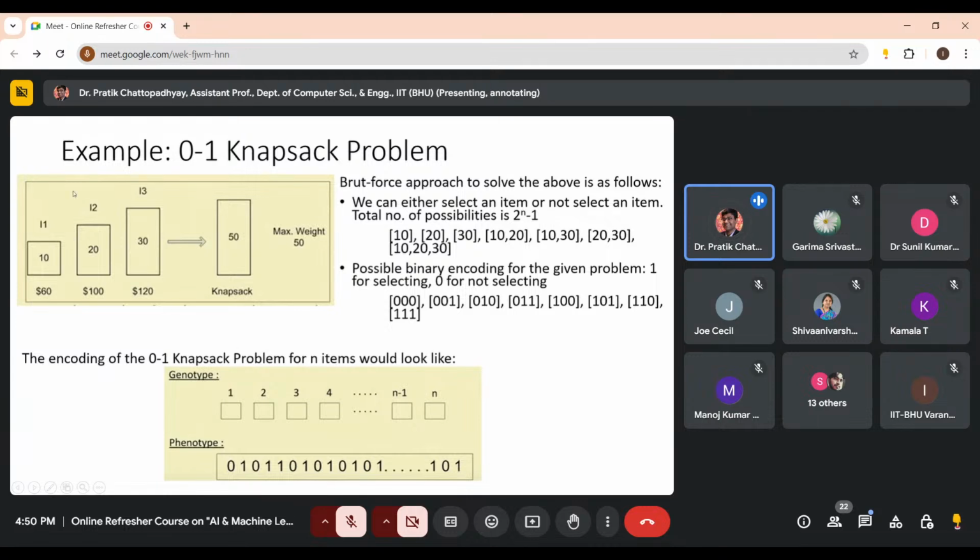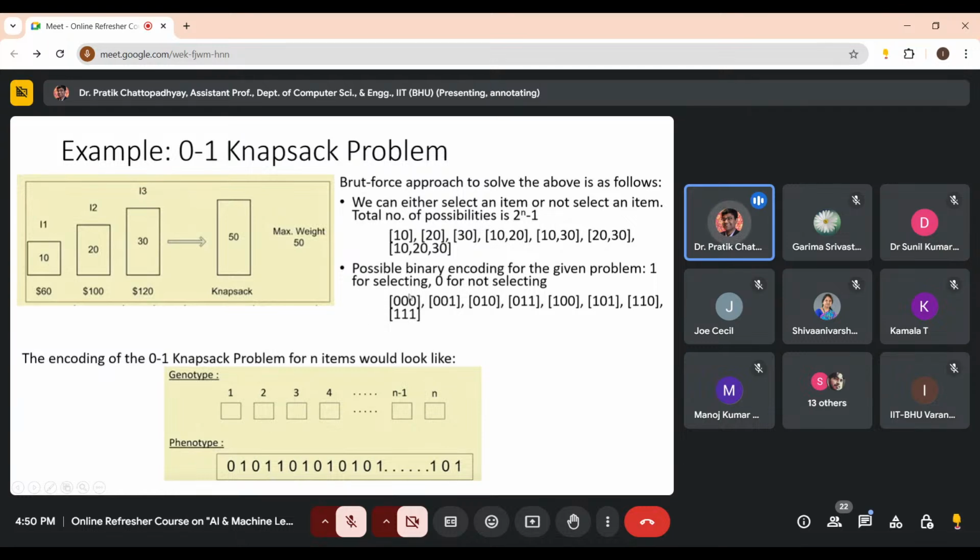This is a very simple case. Ideally we will have a lot of items, and so we cannot do with 3 bits. If there are 100 items, we have to consider 100 bits. Manually searching 2 to the power 100 possibilities is tedious, so we have to go for intelligent search techniques. I am just trying to discuss how encoding is done.